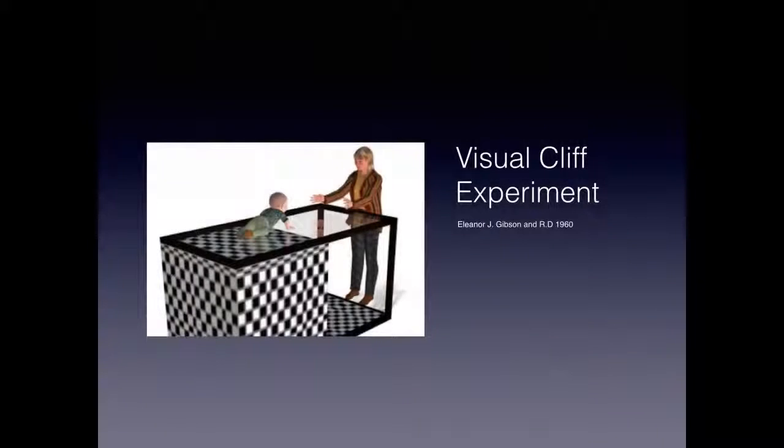Depth perception. There is an experiment by Eleanor J. Gibson in 1960, and she talks about the visual cliff experiment, how a baby looks at perspective. He put the glass on top, and the same checkerboard pattern on the top and the bottom, and the mother here, and then we want to see whether the baby can feel the depth of the perspective or not.